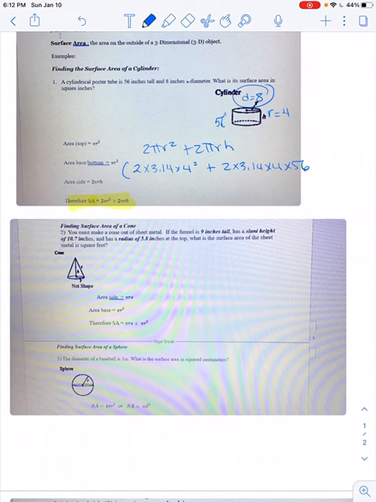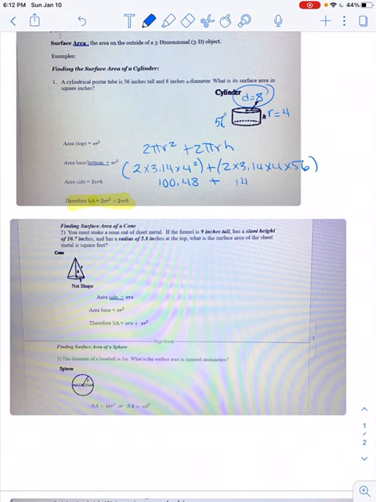So now be careful. We need to follow priority of operations. So we're going to have to do this big bracket first. In this one, we're going to have to do the exponent first. So 4 to the power of 2, that would be 16. So we would do 2 times 3.14 times 4 times 4. That would give us 100.48. Plus 2 times 3.14 times 4 times 56.